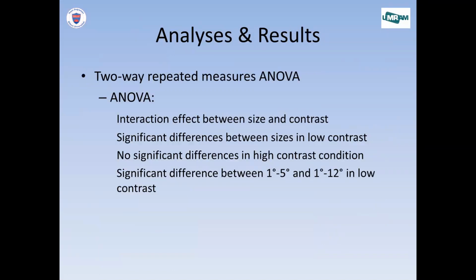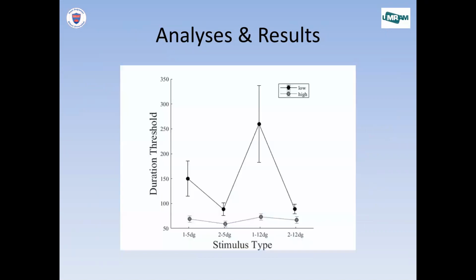As for the results, there was an interaction effect between the size and contrast, meaning that for different levels of size and contrast, threshold levels differed systematically. As you can see in this graph, in the low contrast condition, there was a drop in threshold levels going from 1 to 2 degree inner diameters, and for both 5 degree and 12 degree outer diameters.